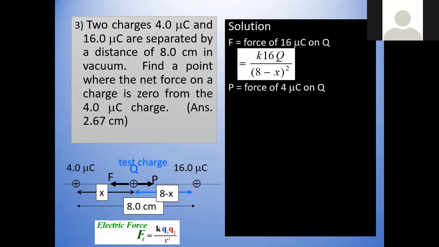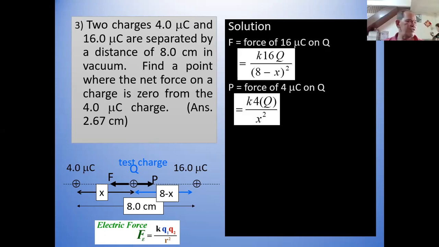So that's the answer. Just calculate the two forces, all on the charge Q.